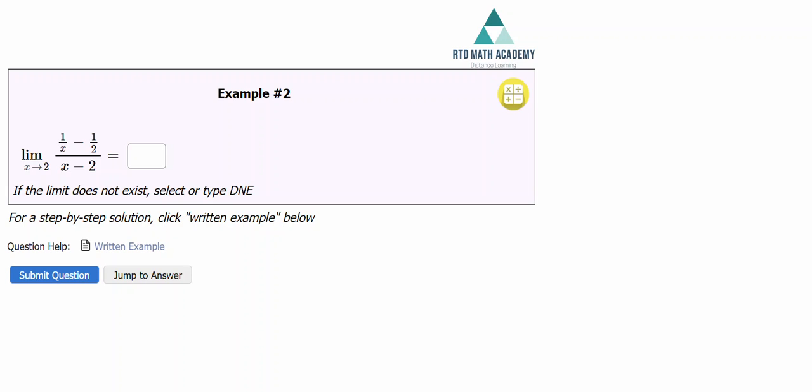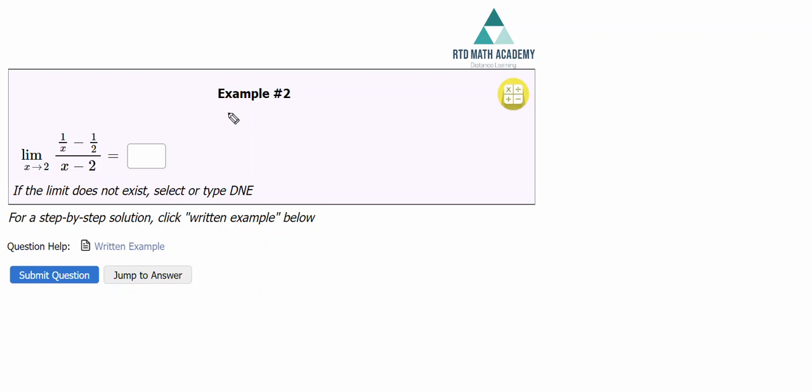In this question, we're being asked to find the limit as x approaches 2 of this function, where we have fractions over fractions. So first thing we should do is just see, can we sub in 2 in place of x and just find the limit directly? Because if we don't end up with a 0 over 0 scenario, then we can just sub it in. So let's try that first.